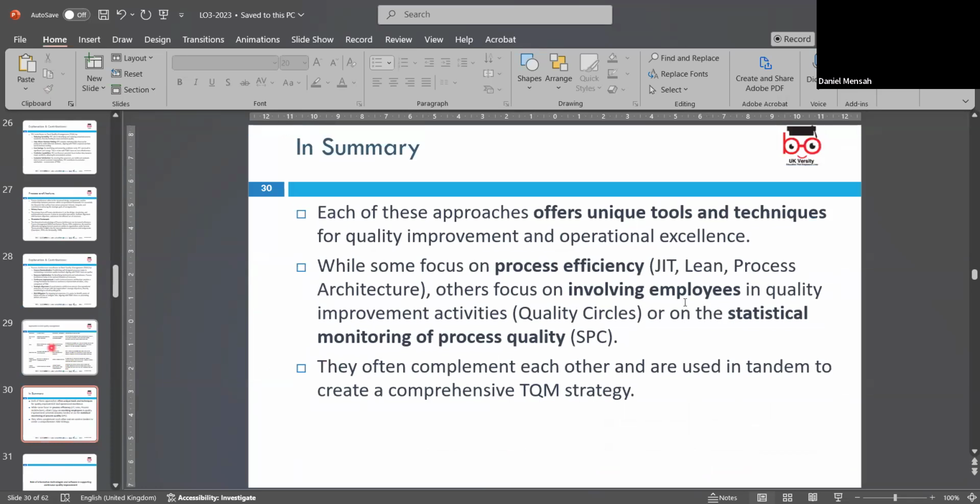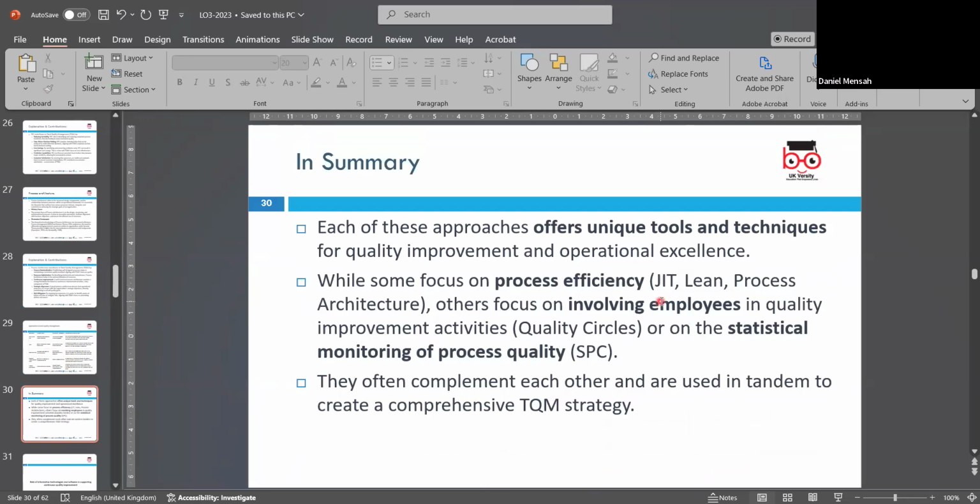So from this we can see that each approach is offering us unique tools and techniques. Some approaches are offering process efficiency, some focus on employee involvement, and some approaches focus on statistical analysis or data-driven methods to bring the improvement in your current processes and operations.